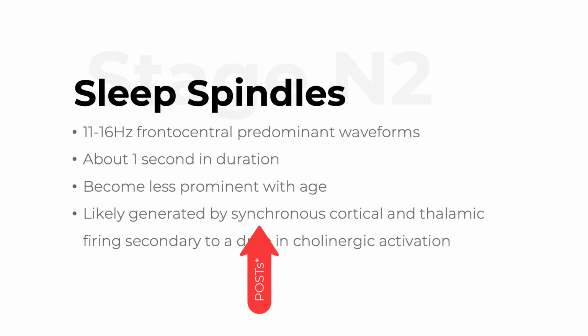Sleep spindles are something that you're going to think of as the high end of alpha or low end of beta in terms of frequency. Frontocentral parasagittal predominant waveforms, they're usually about 1 second duration and become less prominent with age. You can see longer sleep spindles, particularly with children and younger people, and they're thought to be generated by synchronous cortical and thalamic firing, secondary to a drop in cholinergic activation, which occurs during non-REM sleep.